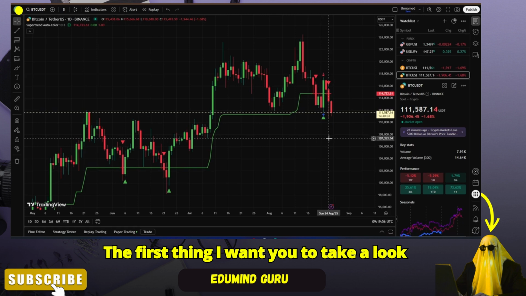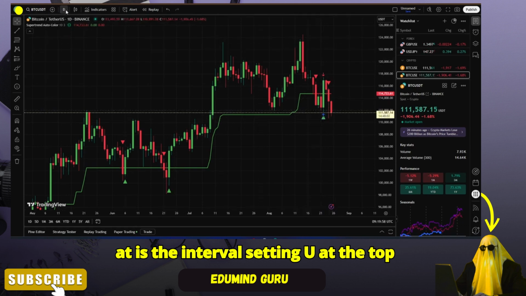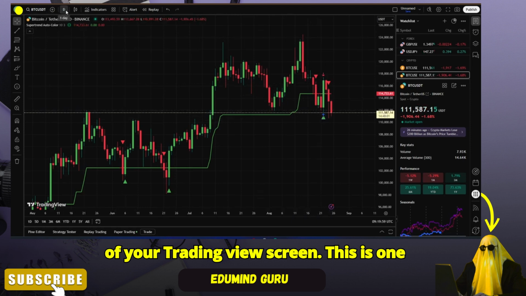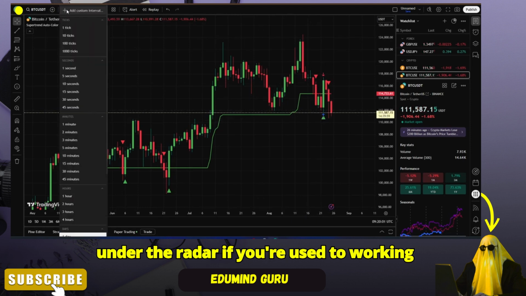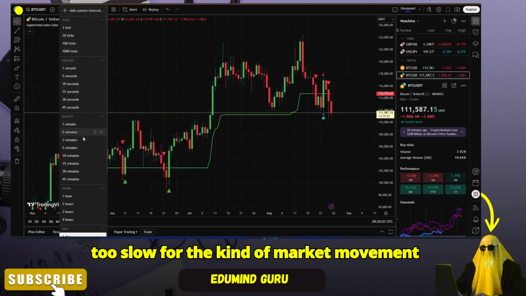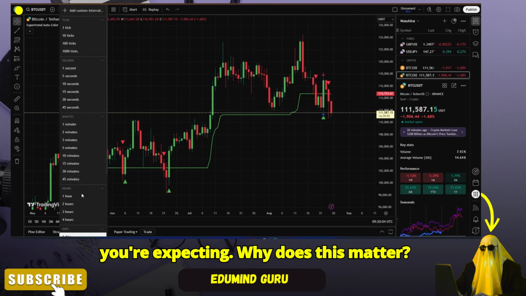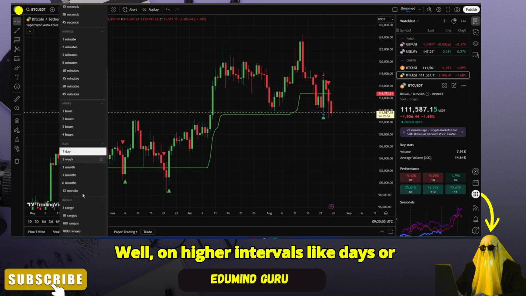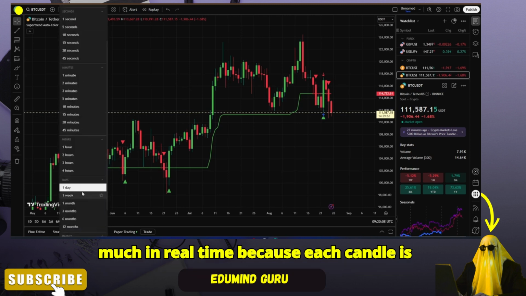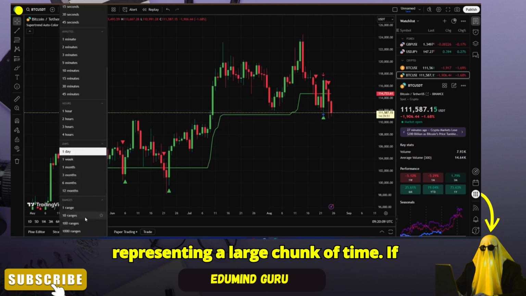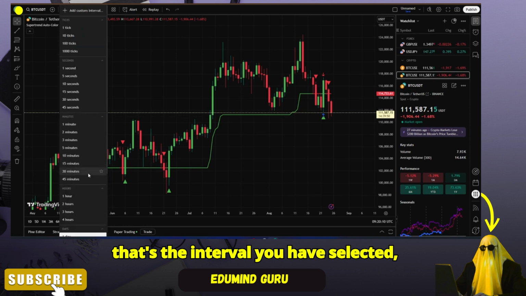The first thing I want you to take a look at is the interval setting up at the top of your TradingView screen. This is one of those things that can easily slip under the radar. If you're used to working with daily or monthly candles, you might not even realize your intervals are set too slow for the kind of market movement you're expecting. Why does this matter? Well, on higher intervals like days or months, the price won't appear to move much in real time because each candle is representing a large chunk of time. If that's the interval you have selected, it's completely normal for the chart to feel static.